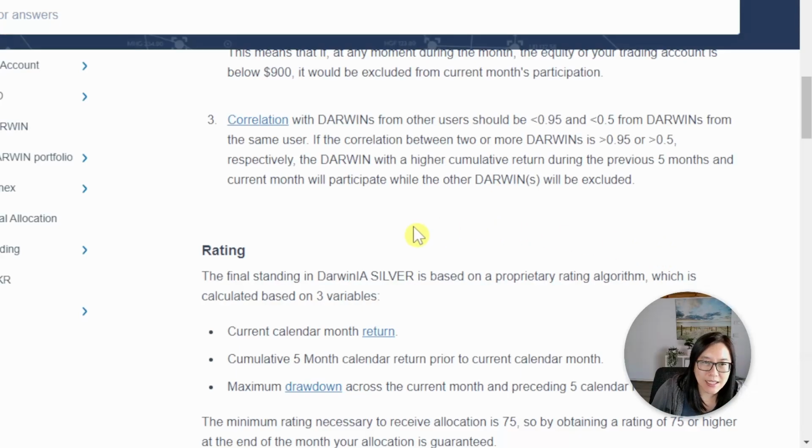Let's revisit the rules. Remember that my username Lisa Forex means I am the same user, and for the same user, my Darwins have to be less than 0.5. And I've obviously exceeded this with 0.85, so that's why I am excluded from allocation for my lower rated account.